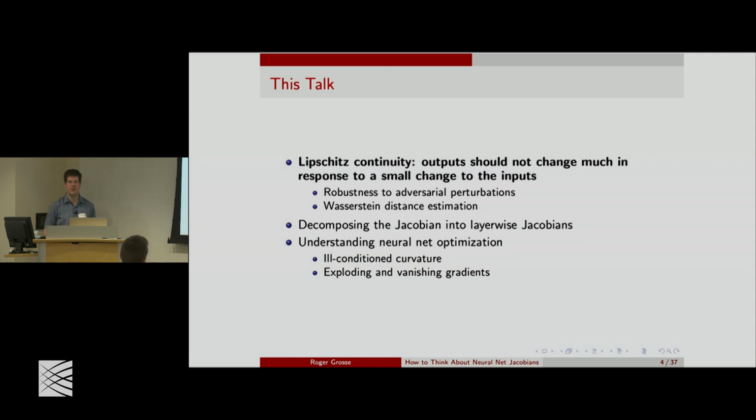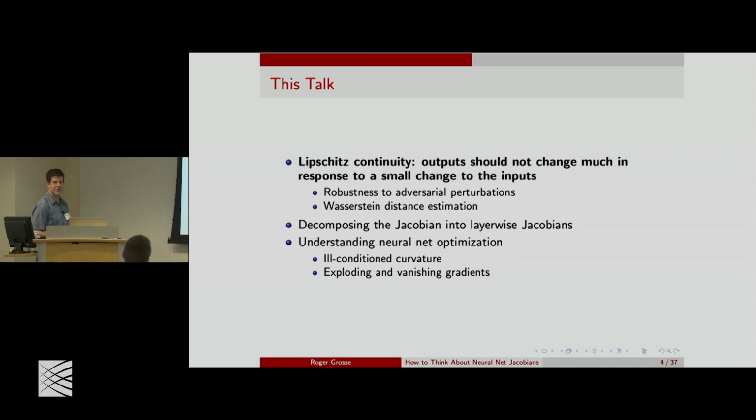And so the first thing I'll talk about is what is Lipschitz continuity. So it's basically the property that the outputs do not change much in response to a small change to the inputs to the network. So I'll talk about how this relates to the Jacobians of the network, and then some things that we basically get for free if we have a Lipschitz bound on the network. So I'll tell you about adversarial perturbations and estimating a kind of distance between probability distributions called Wasserstein distance.